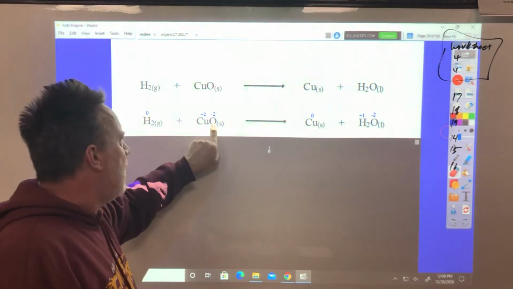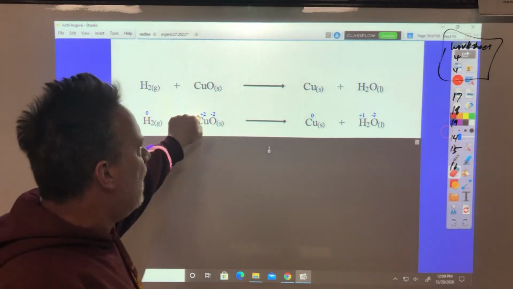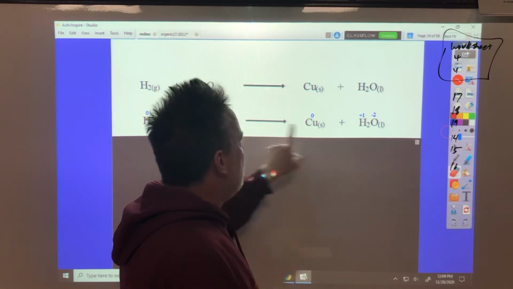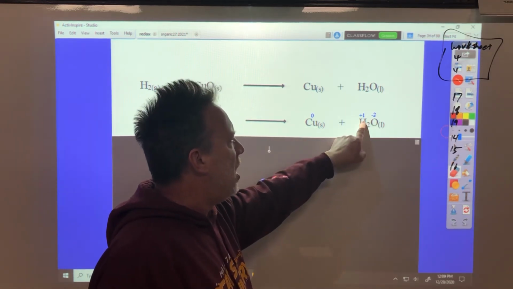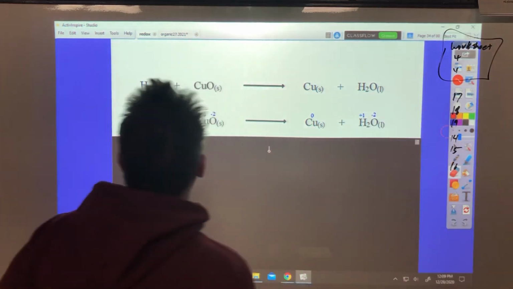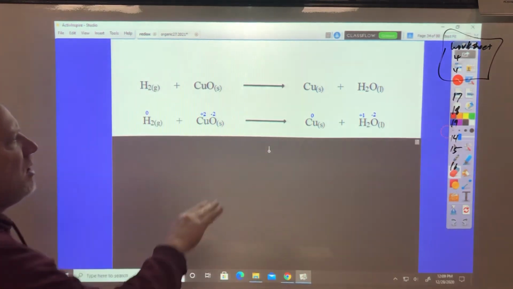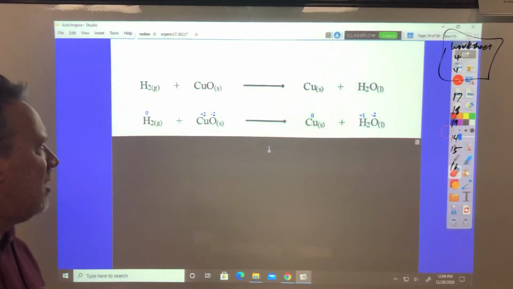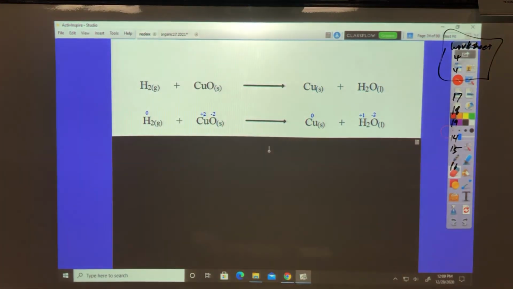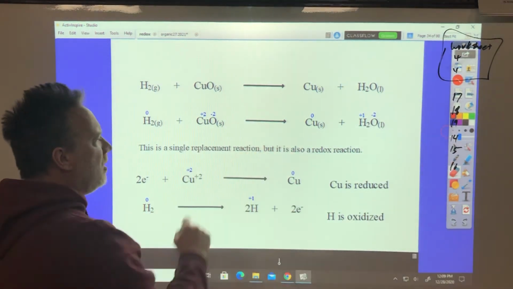Oxygen's usually -2. That means since they're 1 to 1, copper's got to be +2. Over here, copper's going to its elemental form, so it's 0. Oxygen's still 2 minus, hydrogen's 1 positive, because +1 and +1, -2, that's 0. So hydrogen is going positive, losing electrons, so that's oxidation. Copper is gaining electrons, that's reduction. So it's a single replacement reaction to do this, but it's also redox.